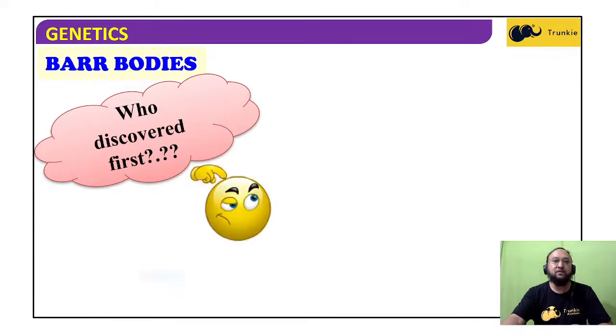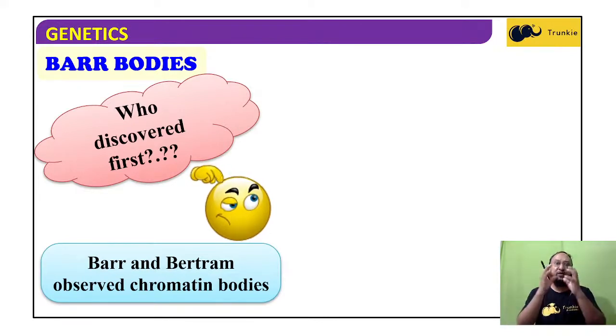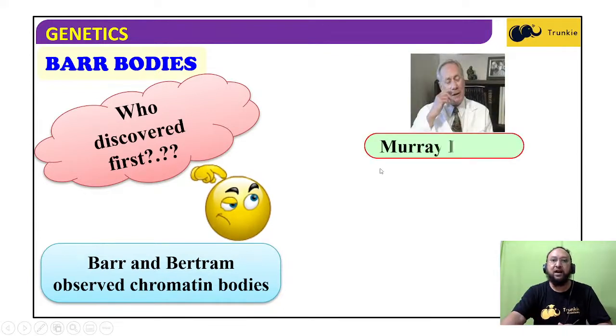Who discovered it first? Barr and Bertram observed the chromatin bodies. So it is a chromatin body. Chromatin is the chromatin fiber that is present in the chromosome. When it is condensed, it forms an accumulated structure, which is then called a Barr body. Barr and Bertram both observed these chromatin bodies. Where they observed them, we'll come to that.